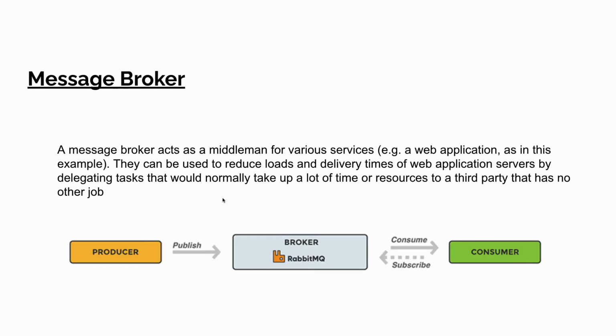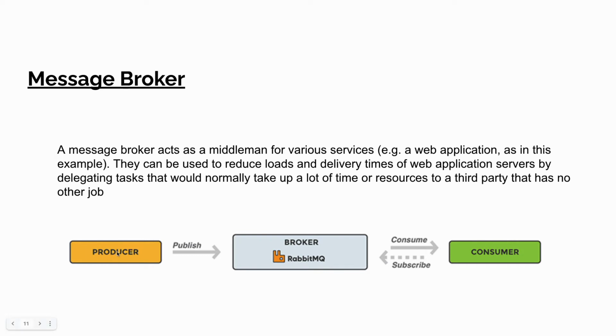Okay, so what is a message broker? A message broker acts as a middleman. In the previous section I showed you we send a request from our application to a middleman application. A message broker acts as a middleman for various services, a web application for example. They can be used to reduce load and delivery time of a web application server by delegating tasks that would normally take up a lot of time or resources to a third party that has no other job. Okay, so it's theoretical, you don't need to understand it completely.